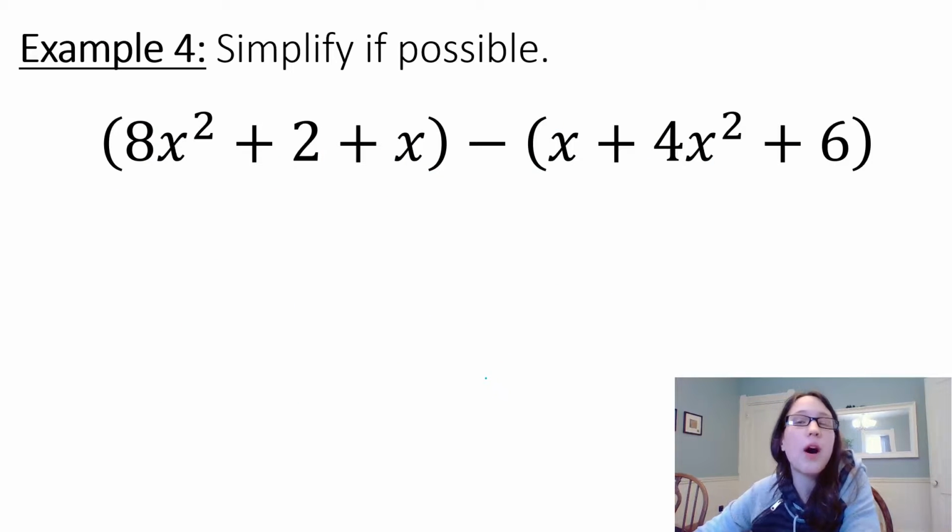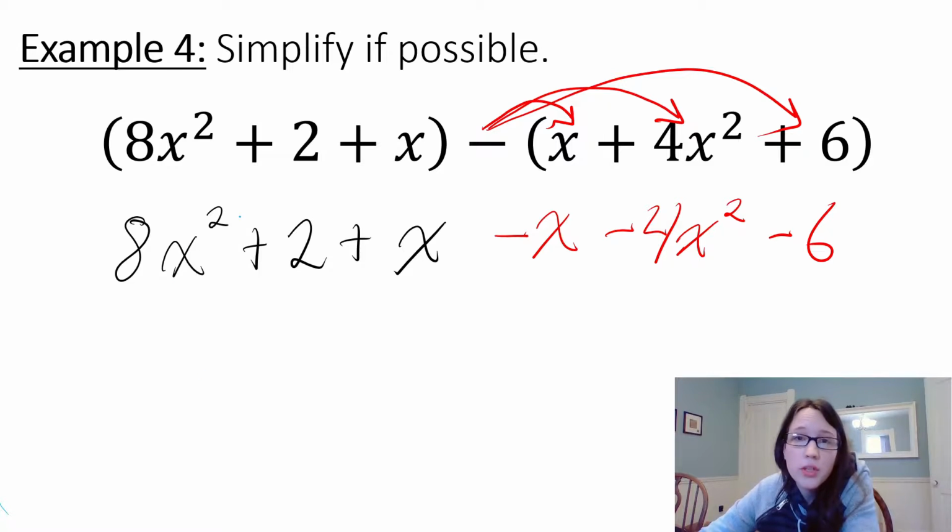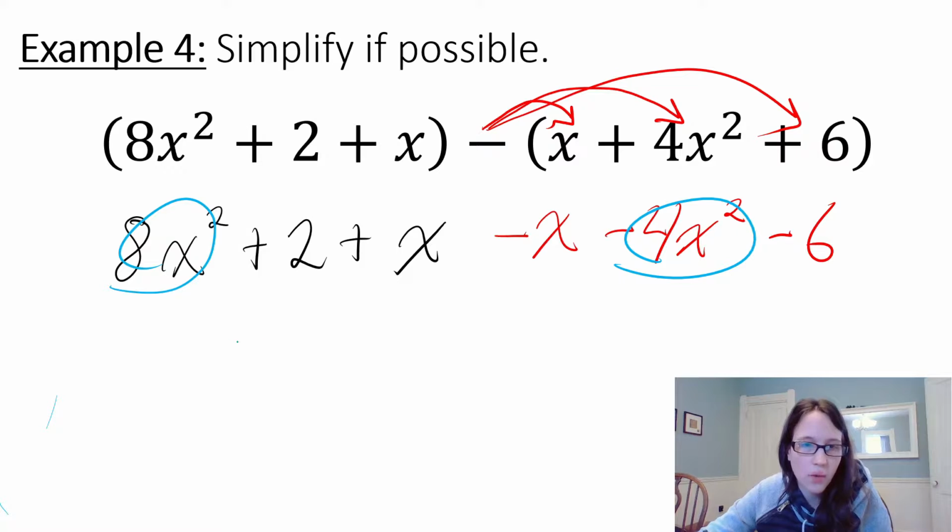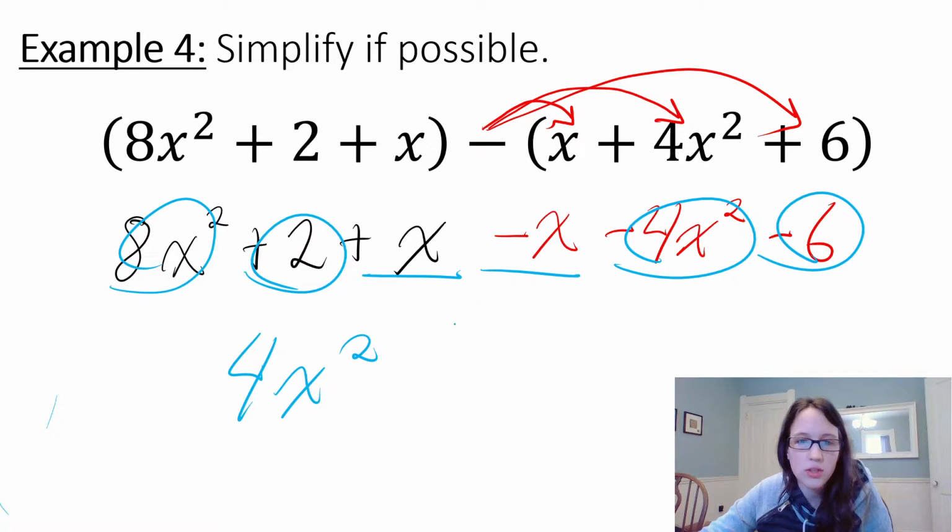For example 4, pause the video and try it on your own, please. All right, so after you distributed, this is what you should end up with. Remember, your first polynomial stays exactly the same. Your second polynomial, after you distribute the negative 1, all of your terms change sign. So now you just need to combine like terms. 8x squared minus 4x squared is 4x squared. I see that we also have x and minus x. Those cancel out. And then lastly, we have 2 and minus 6. 2 minus 6 is negative 4.